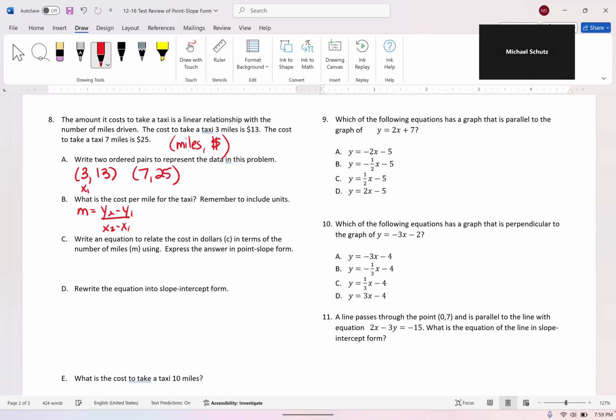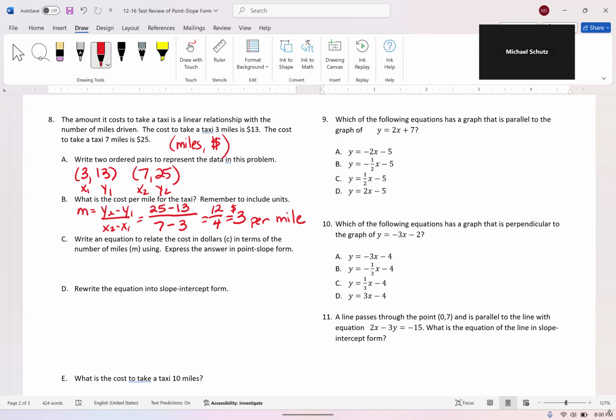So this is your x1, y1. This is your x2, y2. So y2 minus y1, x2 minus x1. 12 over 4 is 3. But it did say remember to include units. So when you have your answer, you're going to do 3 and then something per something. The first thing is the y value, and then after the word per comes the x. So it means the cost per mile is $3 per mile to ride the taxi.